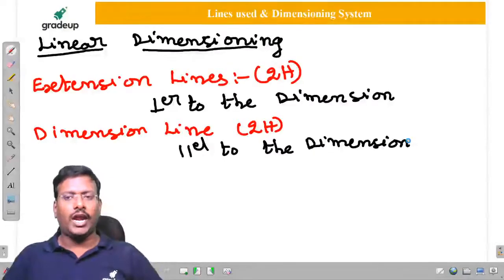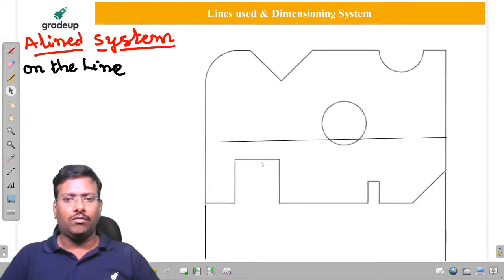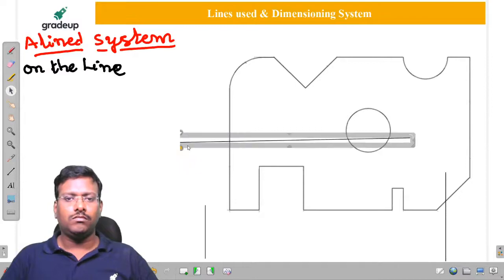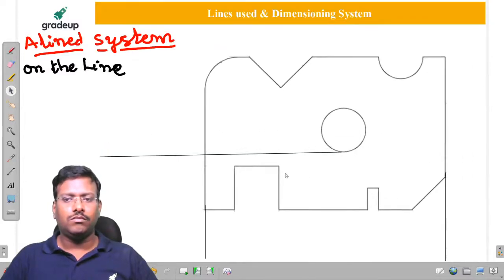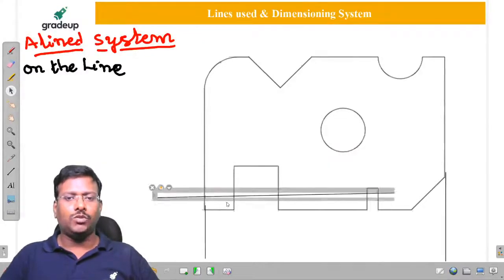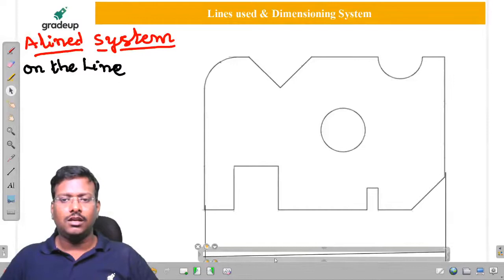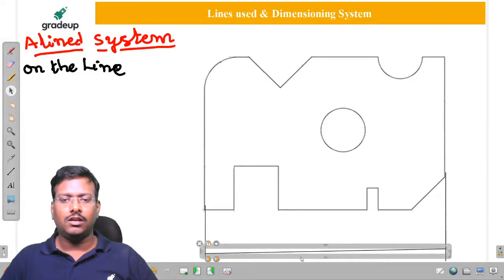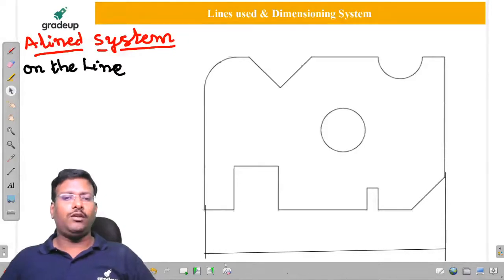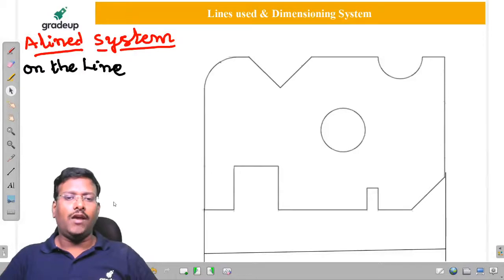So how do we have to draw it, sir? This is the actual dimension. We have to draw parallel, which means we are going to draw like this. Is it clear? Sir, if you draw parallel to it, I will accept it.